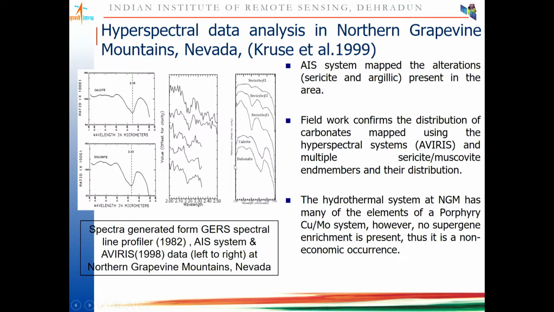Now this IIRS they developed in the 1990s only, and they are upgrading it. So the recent data that we are getting is IIRS NG. So IIRS NG is the new generation IIRS data we are getting.